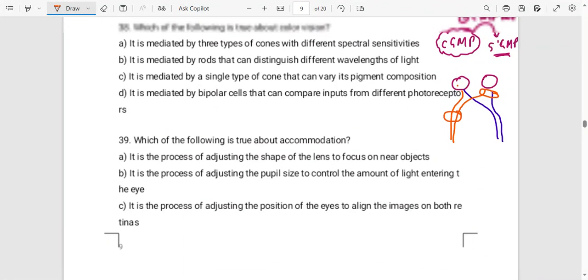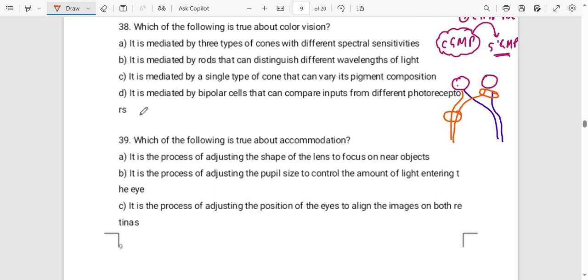Question 38. Which of the following is true about color vision? A. It's mediated by three types of cones with different spectral sensitivities. B. It's mediated by rods that can distinguish different wavelengths of light. C. It's mediated by a single type of cone that can vary its pigment composition. D. It's mediated by bipolar cells that can compare inputs from different photoreceptors.